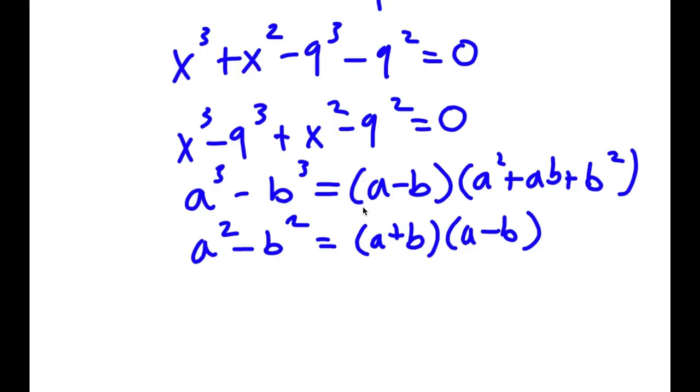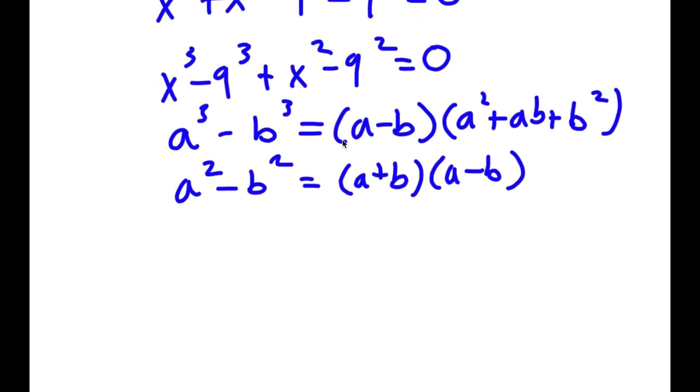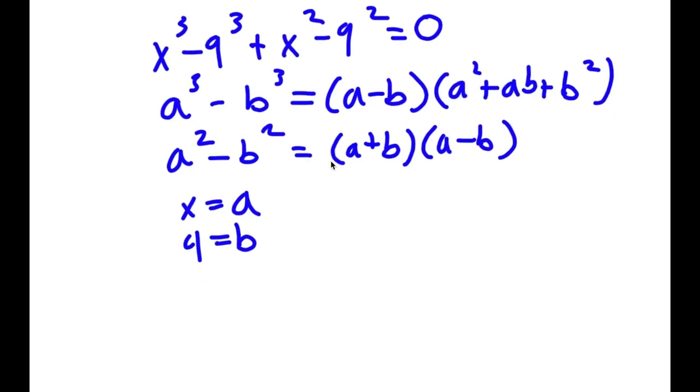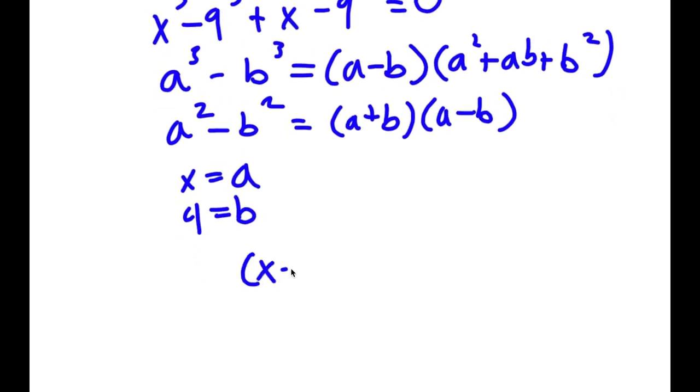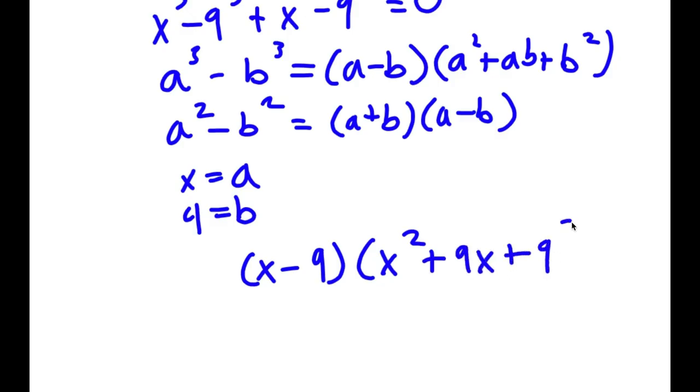So now I'm going to use these properties for x to the power of 3 minus 9 to the power of 3 and x squared minus 9 squared. So first off, for x to the power of 3 minus 9 to the power of 3, x is a and 9 is b. So I'm going to plug in x for a and 9 for b into this formula, so then I get x minus 9 times x squared plus 9x plus 9 squared.